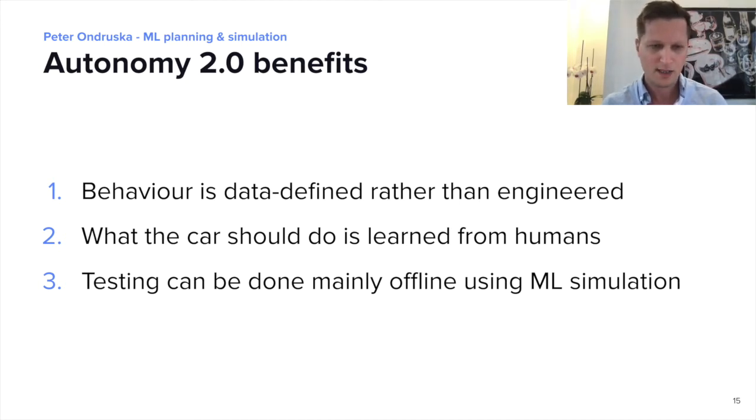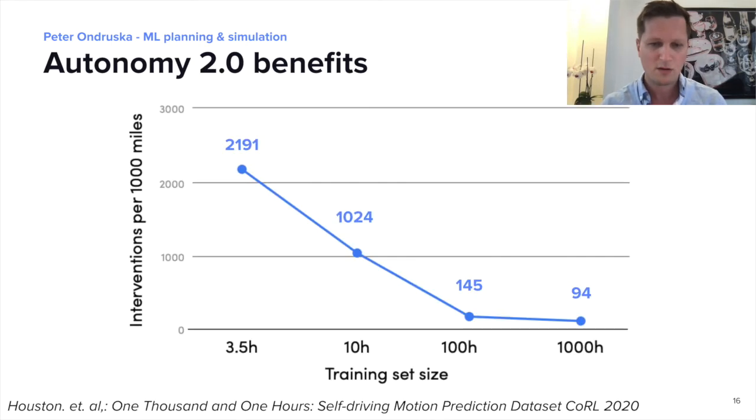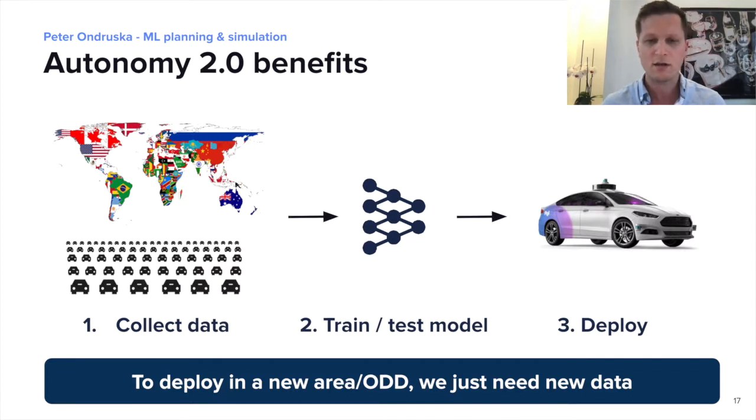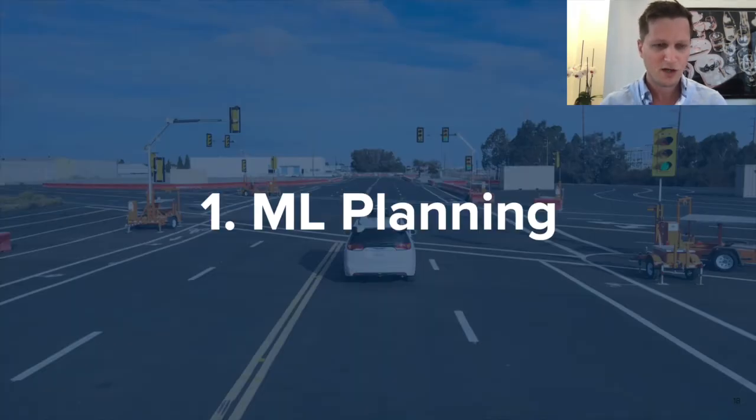Given this, a significant benefit is that the performance of the system increases the more data you are training on. What it also allows you to do is to build the entire stack just once and then deploy it many times. You just need to collect data from different countries and retrain the model. And that allows very rapid scalability across different geographies. So this would not be possible with Autonomy 1.0. Okay, now let's talk about each of these three elements in turn: machine learning planning, simulation, and data collection.